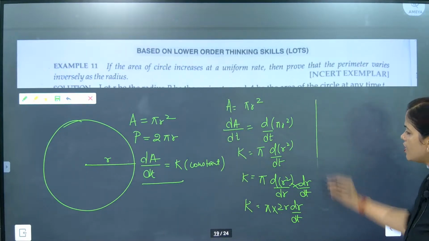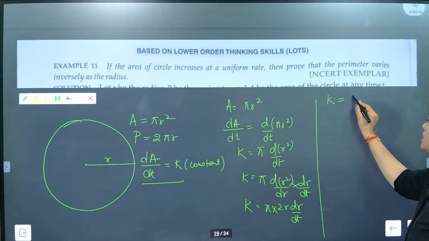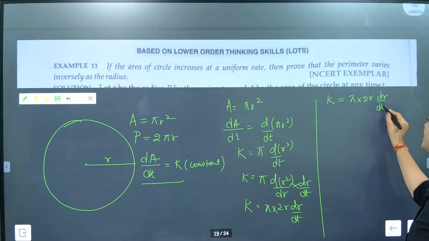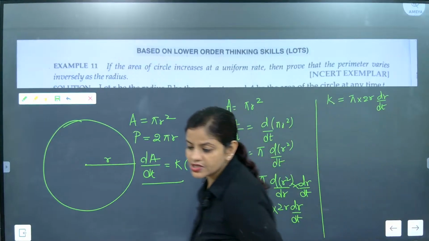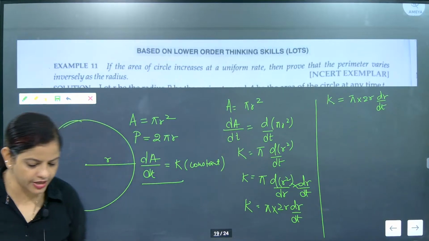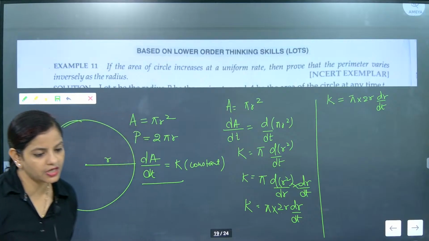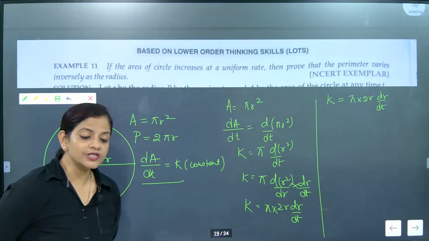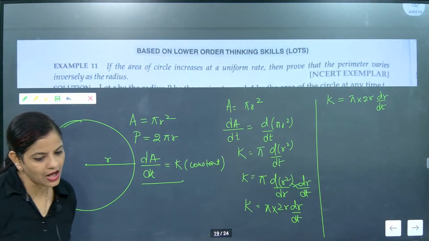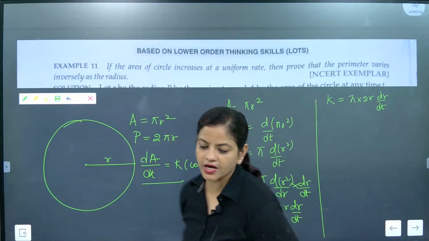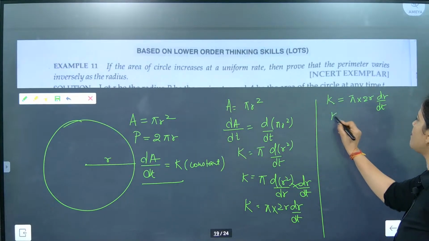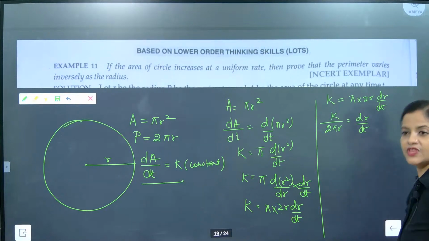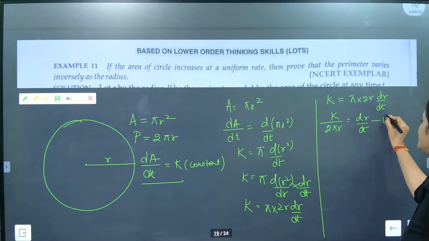Now, k is equal to pi into 2r dr by dt. Our condition is that we have to generate a relation: rate of change of perimeter should be inversely proportional to radius. That is our condition. So what we will write: k by 2 pi r is equal to dr by dt. This we got, so now we will take it as equation 1.